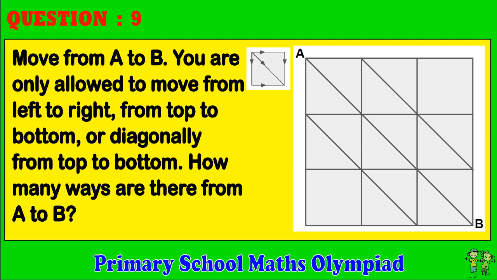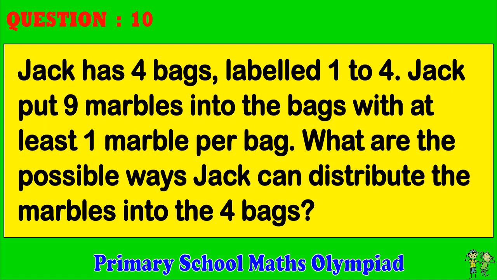Question 9. Move from A to B. You are only allowed to move from left to right, from top to bottom, or diagonally from top to bottom. How many ways are there from A to B? Question 10. Jack has 4 bags, labeled 1 to 4. Jack put 9 marbles into the bags with at least 1 marble per bag. What are the possible ways Jack can distribute the marbles into the 4 bags?